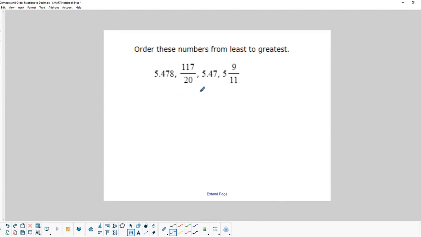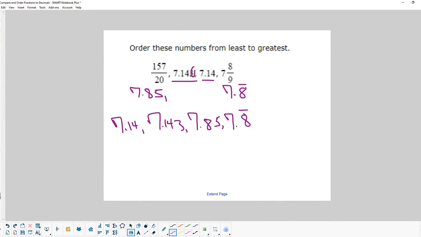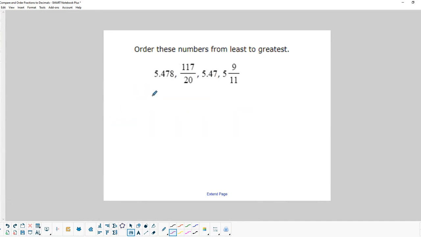The next one, we've got to do the same thing. Make sure we didn't have any repeaters. So 117 divided by 20 is 5.85. And this last one, you do 9 divided by 11 and you get 0.81 repeating. So as I look over the landscape, I notice that 5.85 is my biggest number.